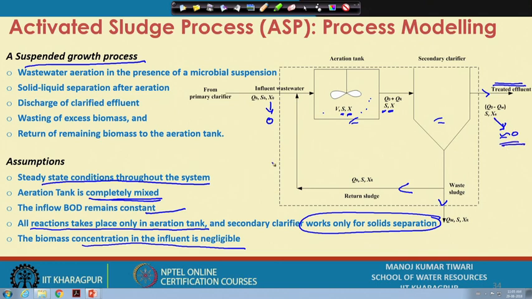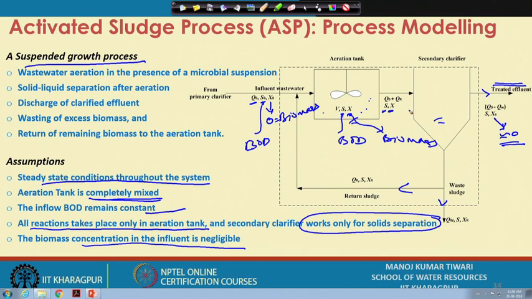So, X0 and XE are often considered as 0, and this is what happens. If you quickly see, Q0 is the discharge which is actually coming in. S0 is the initial substrate concentration, or the initial BOD, and the initial biomass is actually 0. Now, in the aeration tank, these reactions take place. V is the volume of the tank, S is the substrate concentration or BOD in the tank, and X is the biomass in the tank.